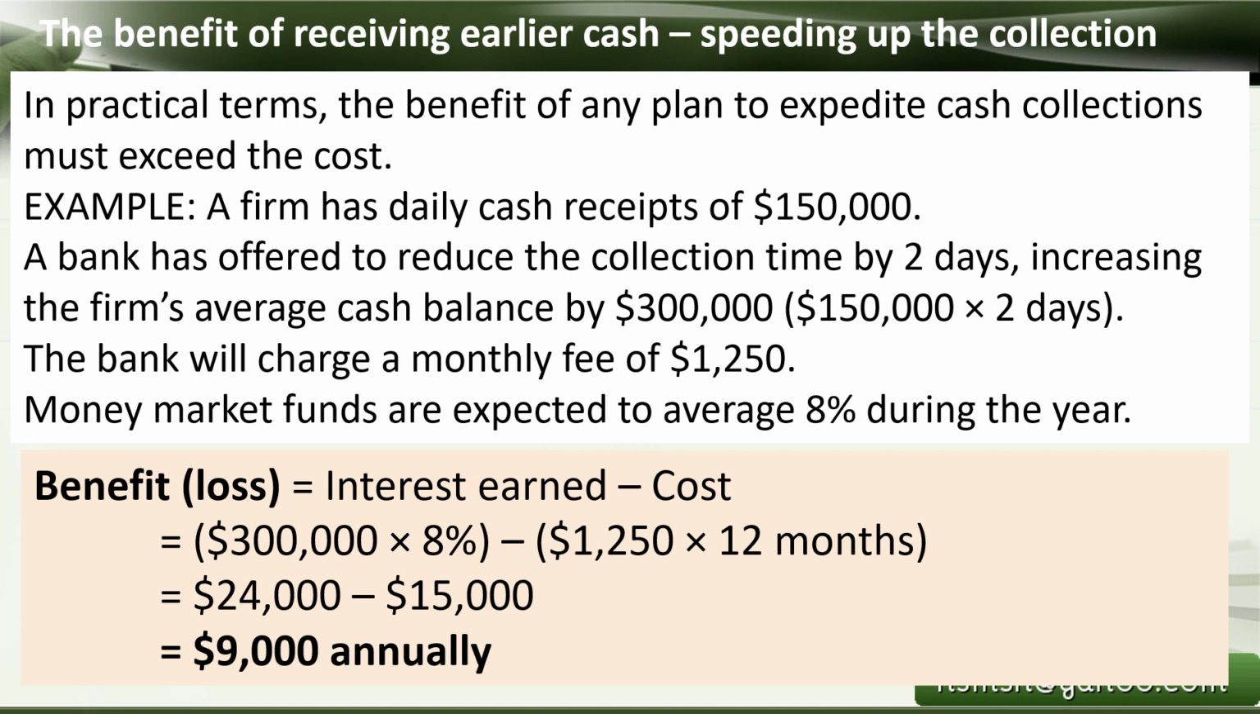Money market funds are expected to average 8% during the year. So now we have to quantify the benefit. That is 300,000 times 8%, and from that we subtract the monthly fees of 1,250, which have to be annualized. So we multiply by 12 months, and we get the $9,000 annual net benefit. So it is better; this proposal from the bank is beneficial.